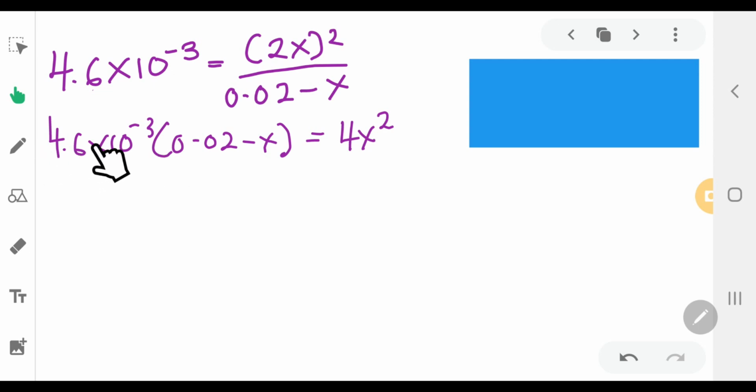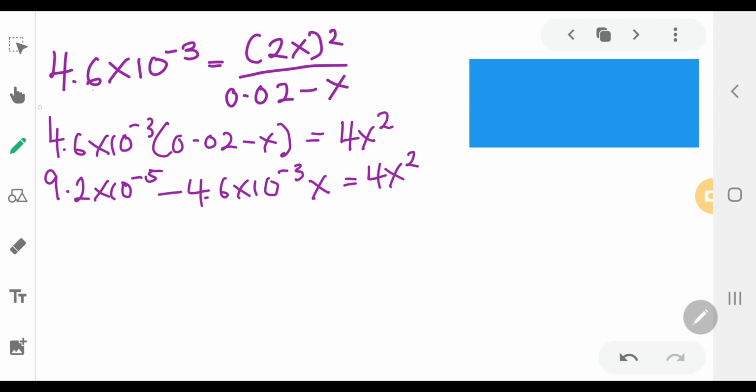So we can just expand this. You're going to take 4.6 exponent negative 3 times 0.02 and 4.6 exponent negative 3 times negative x over here. And you would be getting 9.2 times 10 to the power of negative 5, and you have minus 4.6 times 10 to the power of negative 3 x equals to 4x squared. So now we're going to change this into a quadratic expression. We're going to bring everything to the side over here.